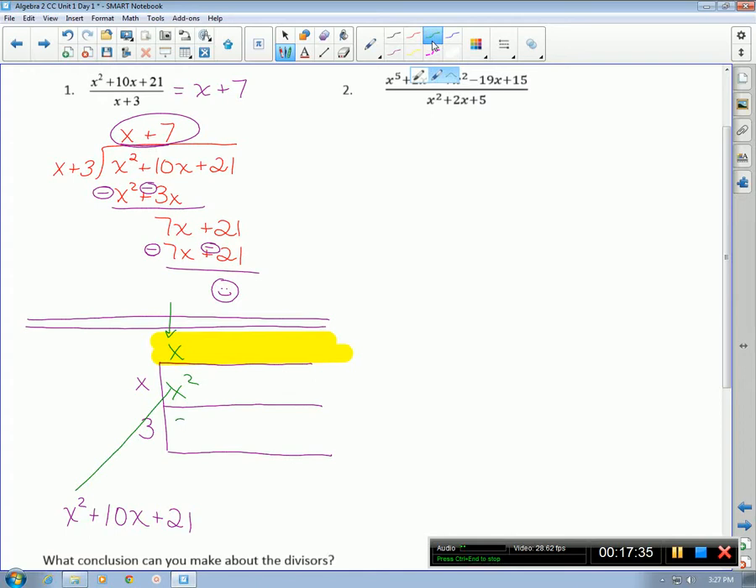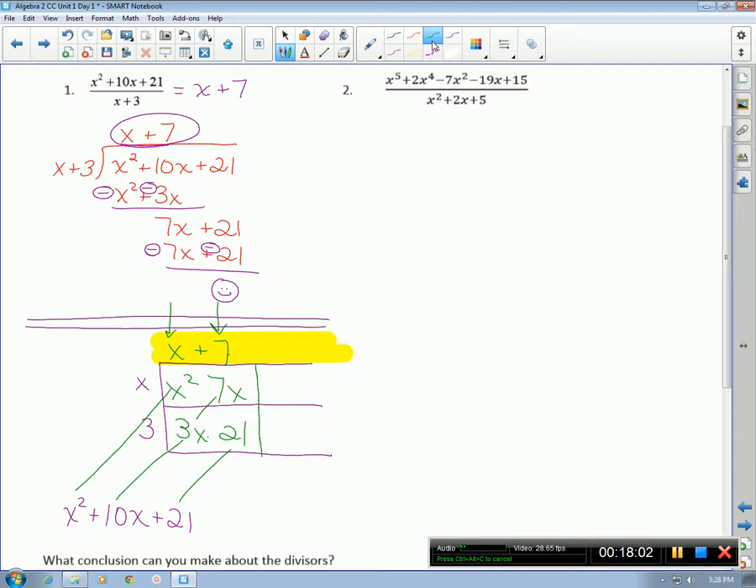X times 3 is 3x. 10x comes from 3x plus this box. So I know this is 7x. And then I can fill in the plus 7 up here because 7 times x is what gives me 7x. I now have my column ready to go. I got a 21 with 7 times 3, and there's my 21.